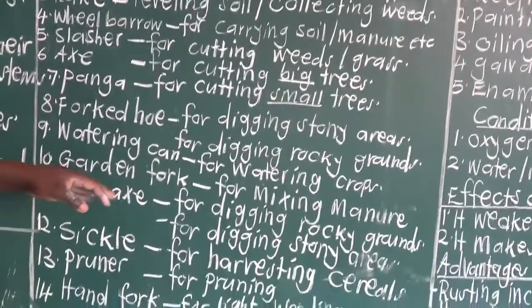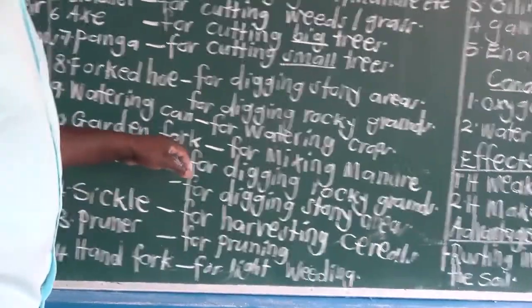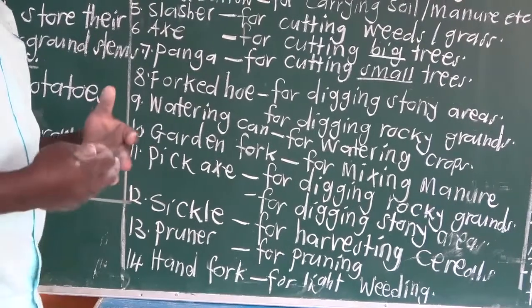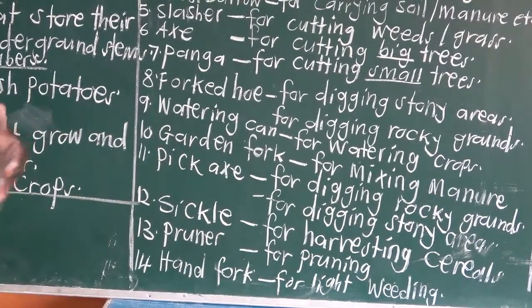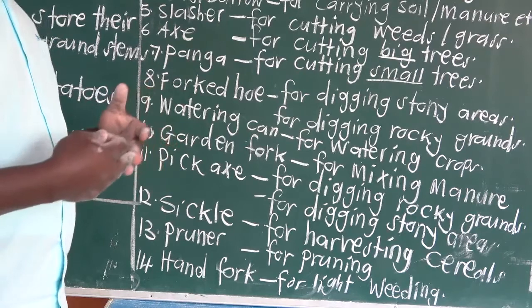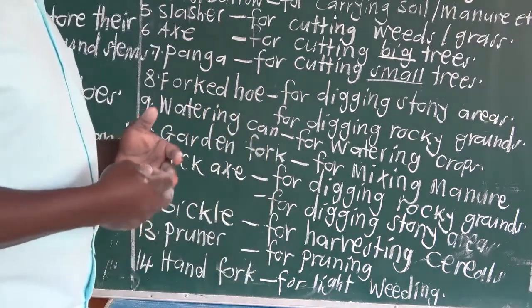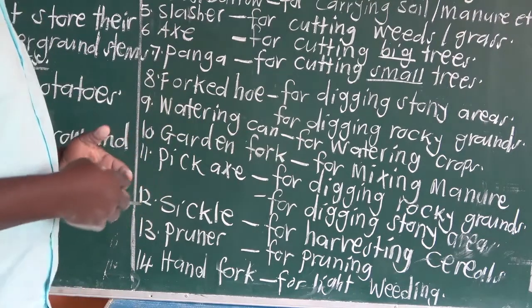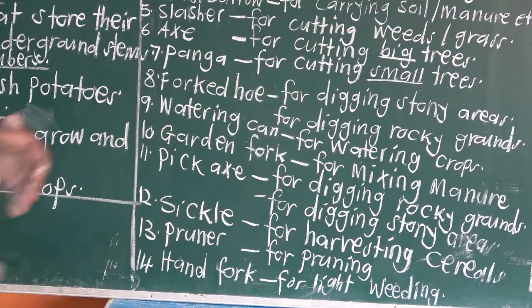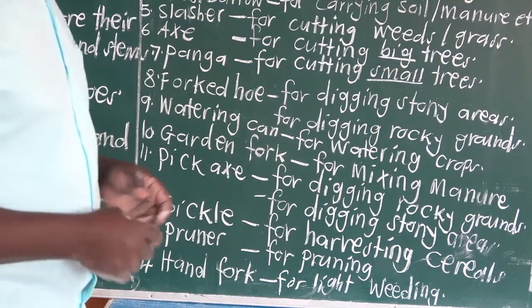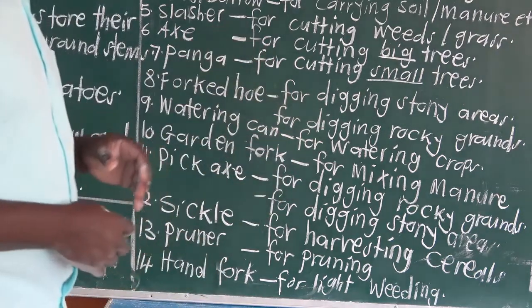Then number 10, we have a garden fork. A garden fork resembles the fork we use for eating food. The only difference is that the fork we use for eating food is small, while the garden fork is very big, just like a spade. The garden fork is used for mixing manure.